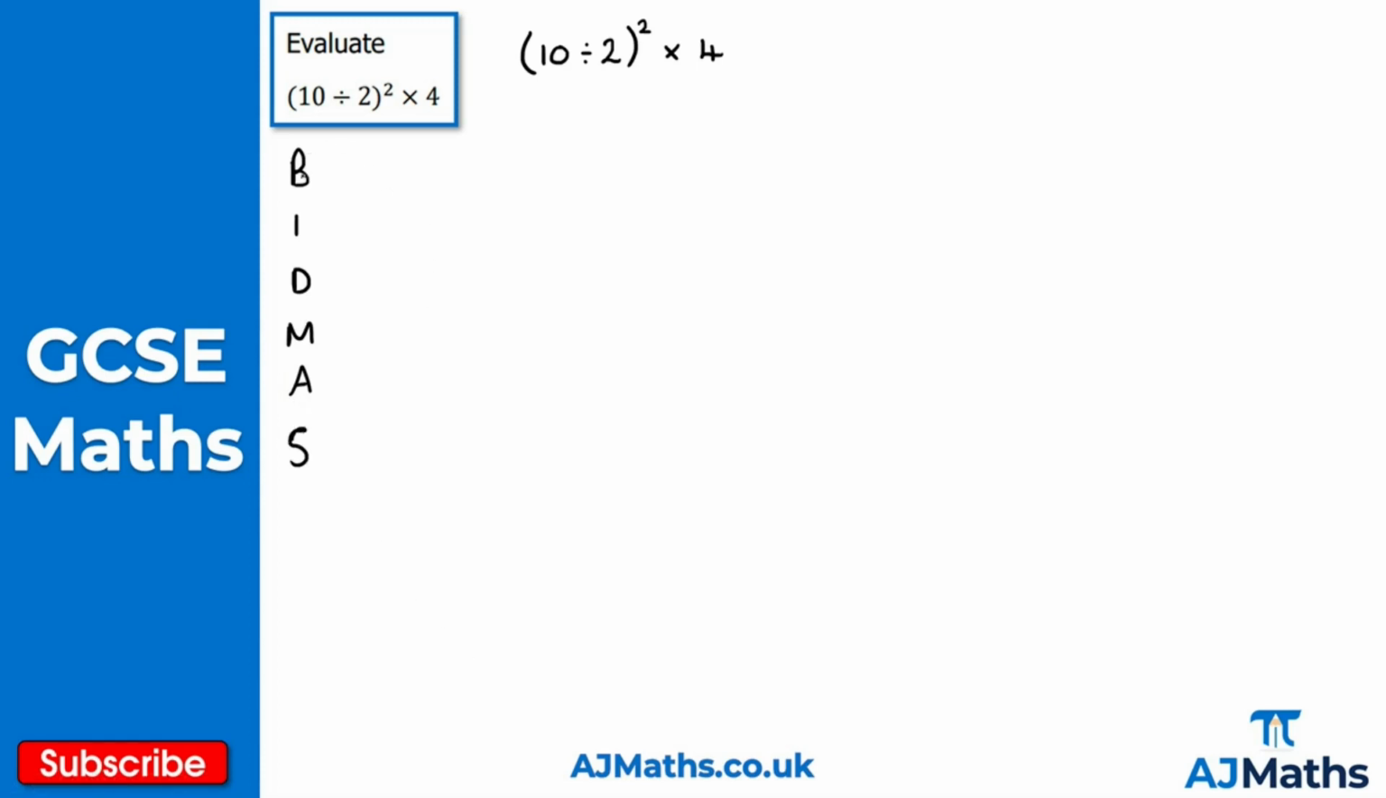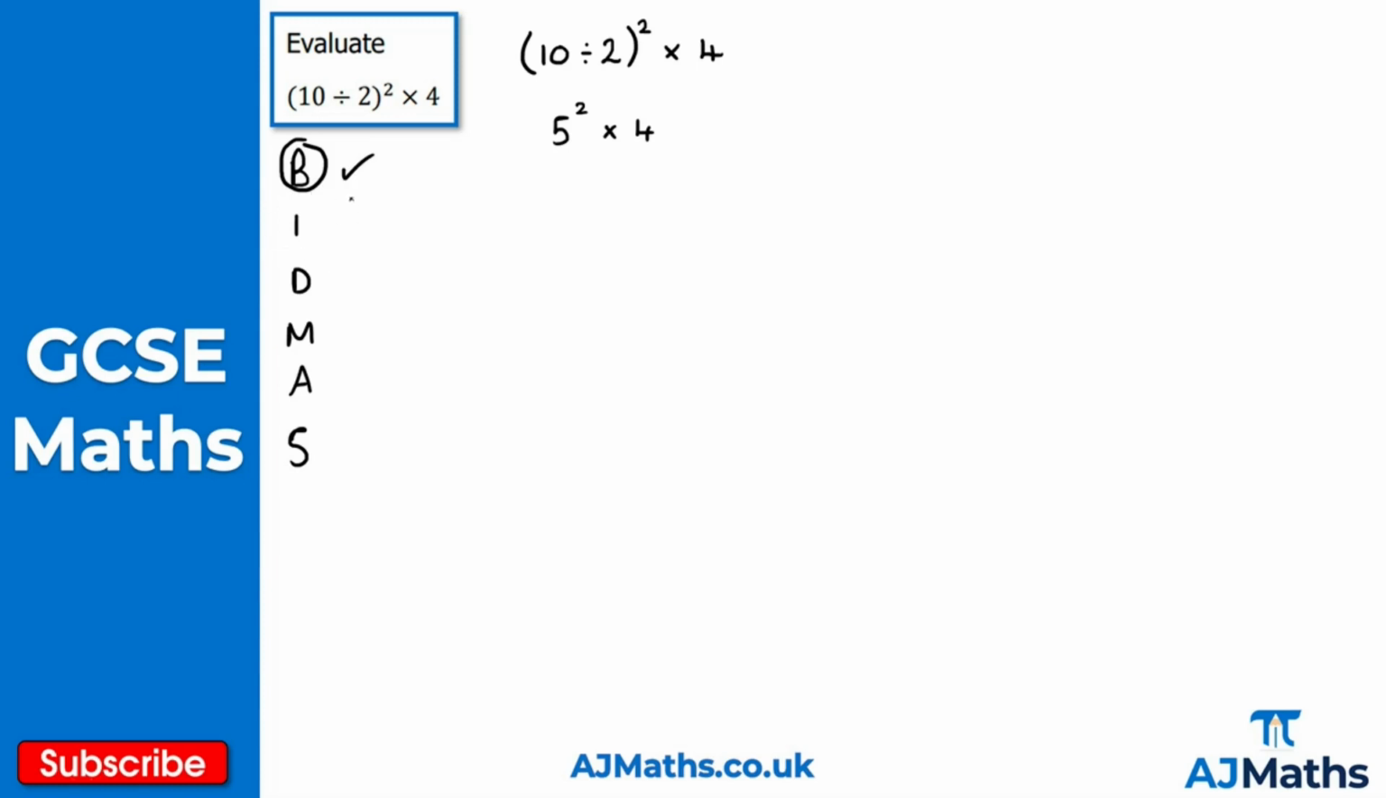So to begin with, we start with the brackets. Do we have any brackets in this expression? Well, yeah, we do, right? We've got 10 divided by 2. So 10 divided by 2, how many 2's go into 10? Well, that would be 5. I've got 5 squared times by 4 here. So that's the brackets complete.